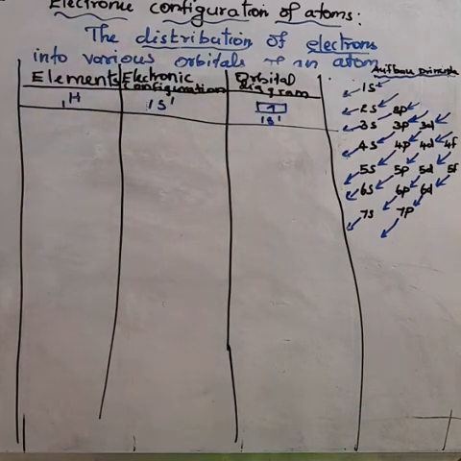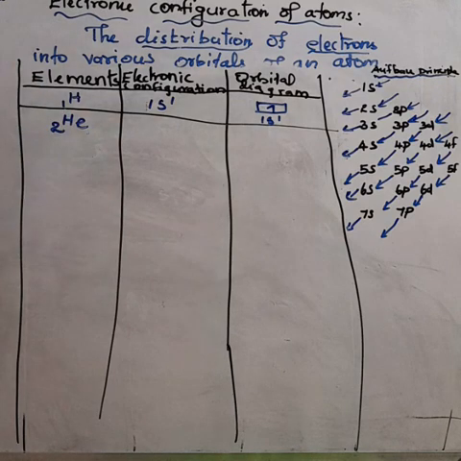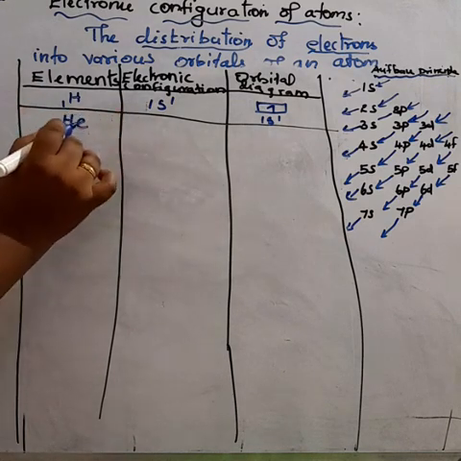And then the second atom, helium. You know, the atomic number of helium is 2.